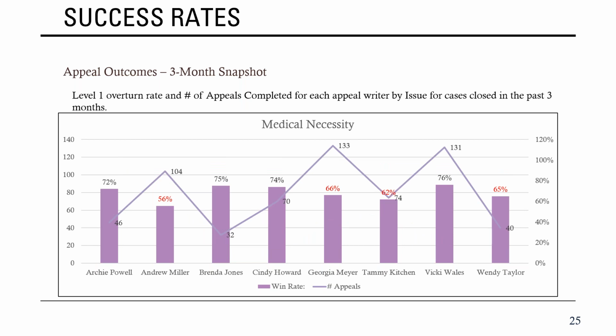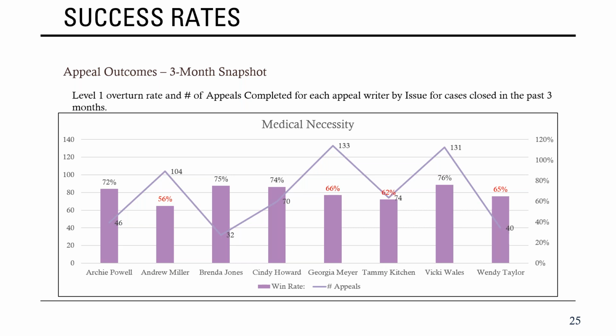And then for our medical necessity staff, we see our overturn rates being a little bit lower. And I see someone, Andrew Miller, who has written a good number of appeals, 104 appeals, and is only getting a 56% overturn rate. So that's certainly something I would want to look into, because that's significantly lower than his peer group.